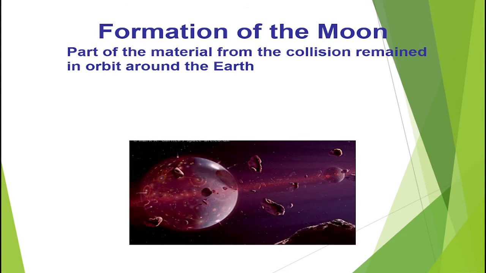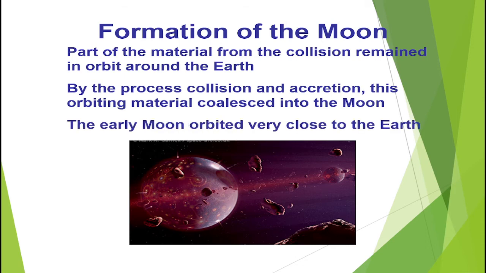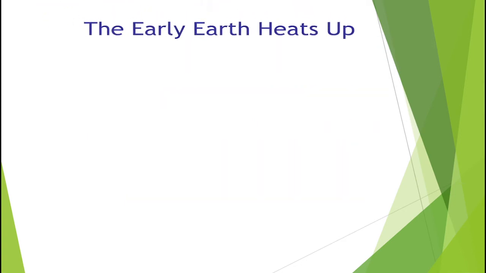Part of the material from the collision remained in orbit around the Earth. By the process of collision and accretion, this orbiting material coalesced into the Moon. The early Moon orbited very close to the Earth. Heat increased in the inner part of the early Earth.